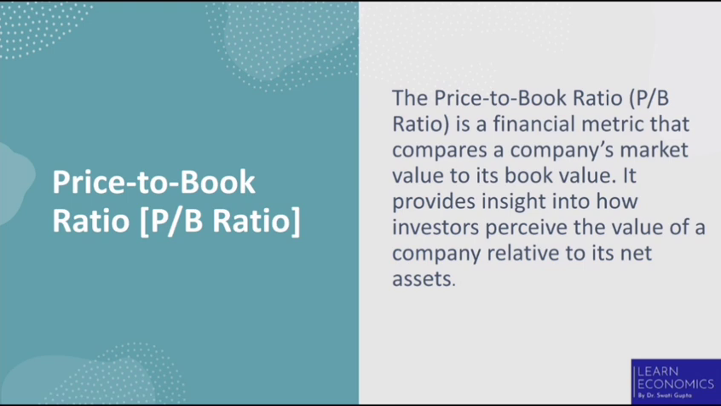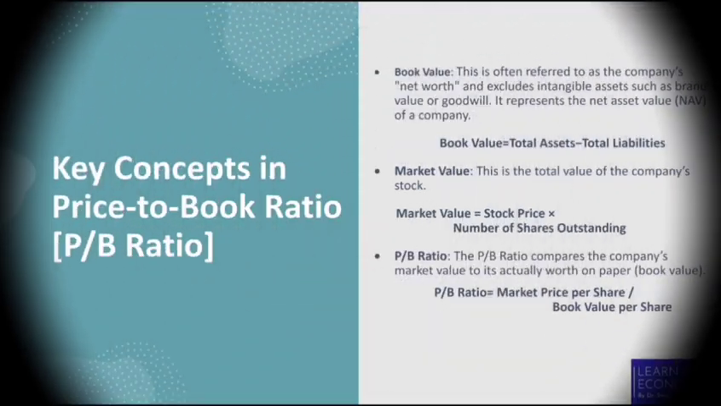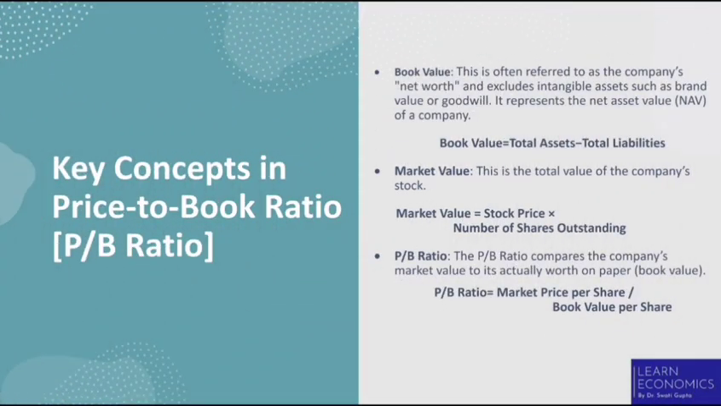Today I am going to explain the PB ratio, the price to book ratio. The PB ratio compares a company's market value to its book value and helps investors understand if a company's stock is overvalued, undervalued or fairly valued compared to its net worth. Key concepts used in the PB ratio.